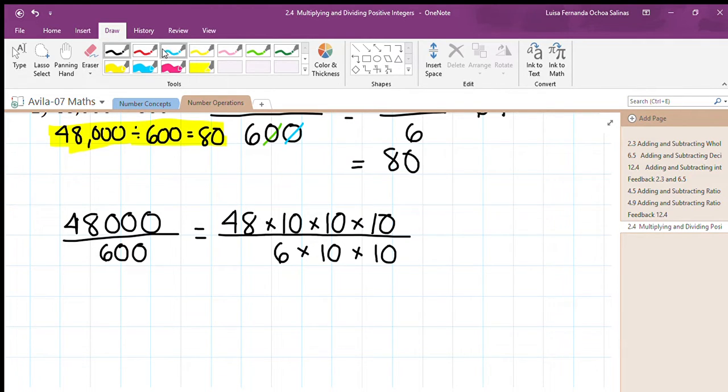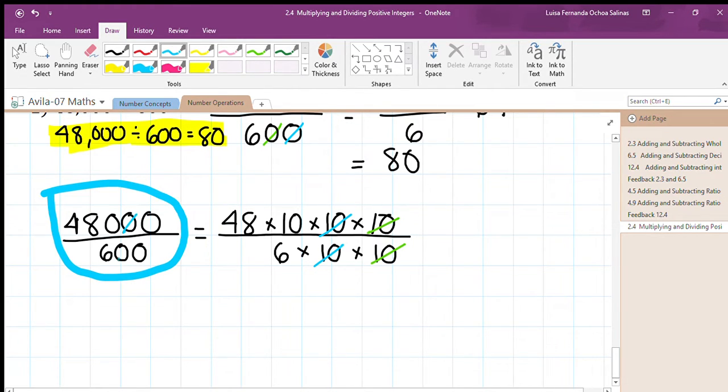Great. And then what is happening here is that I'm actually canceling this 10 with this 10. Why? Because I know that 10 divided by 10 is 1. And then I'm also canceling this 10 divided by 10. So that's why I can cancel those zeros automatically. That's why I can come to this number that I have here. I'm going to cancel this 0 with this 0, and this 10 with this 10. That's why I can do it, because I'm just canceling tens, if that makes sense.